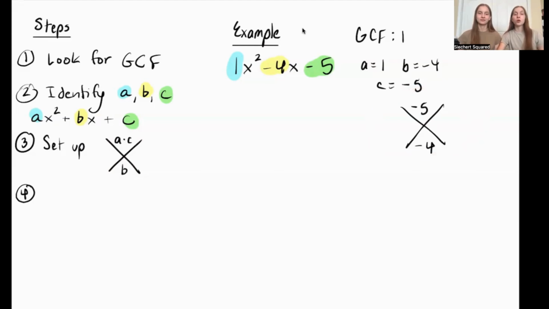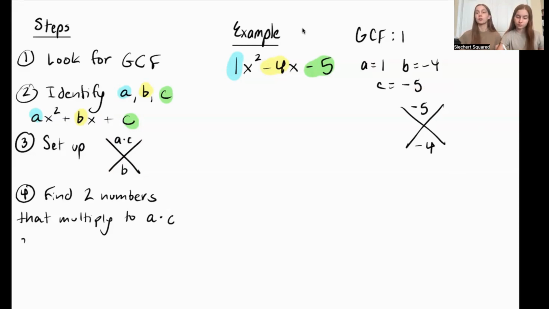So for step 4, we are going to find two numbers, and these two numbers have to do specific things. The two numbers multiply to A times C, which is the number on top of our diamond or on top of the X, and they have to add to the B number. Something I do is put little times and plus signs up here: numbers that multiply to that, and numbers that add to that. I like to think of it as almost like a little puzzle of finding two numbers that work.